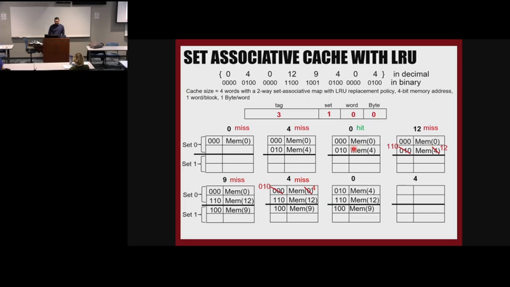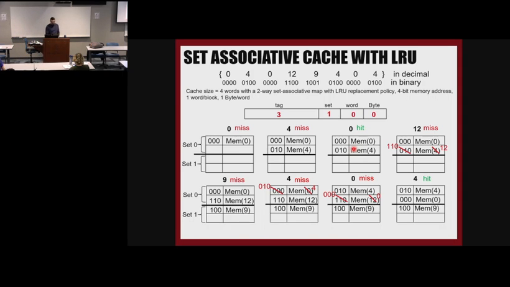Then we have 0 here. Quickly, it's a miss. Which one should I replace? 12. Okay, new values here. This one's a hit. This is the least recently used policy. This is how it works.